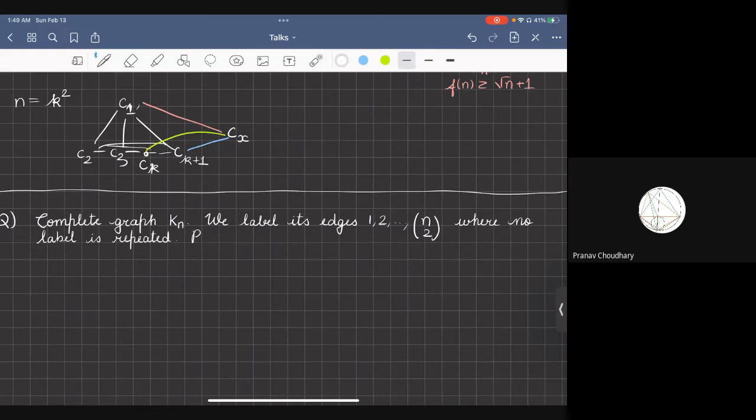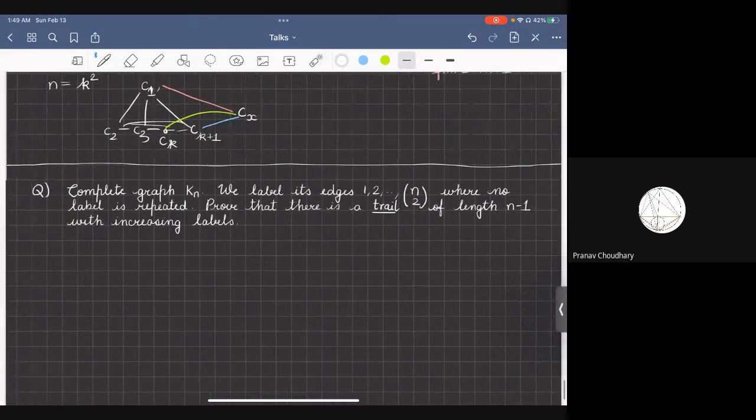Okay, prove that. There is a trail, I'll define what a trail is. I'll just complete the question: a trail of length n minus 1 with increasing labels. What a trail is, is this.